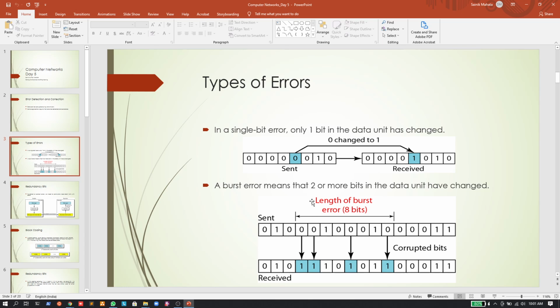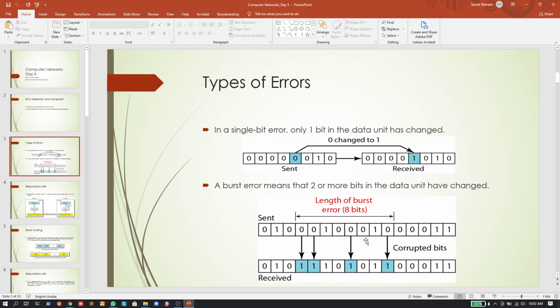Okay, so what does a multi-bit error mean? It means that if two or more bits in the data unit have changed, we call it a multi-bit error. Okay, so again you can see that the data that is being sent is at the top and the data that is being received is at the bottom, but more than 2 bits of data have been changed during the transmission. So in this example, there are 4 corrupted bits received by the receiver. So we can say that it is nothing but a multi-bit error.